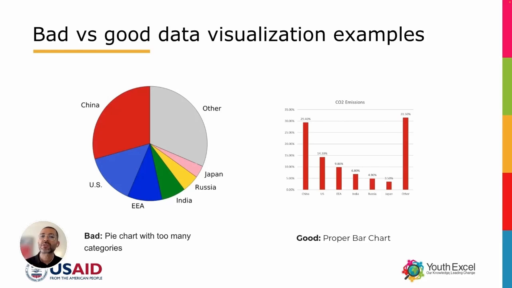Notice how hard it is to distinguish the size of these parts. Is China bigger than the other? It is hard for our eyes to tell the difference. Instead, replace it with a bar chart, the example we have on the right.